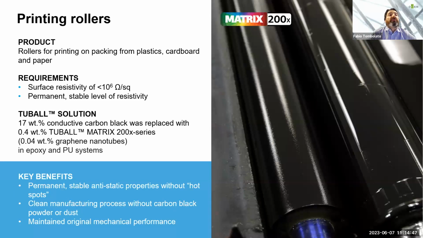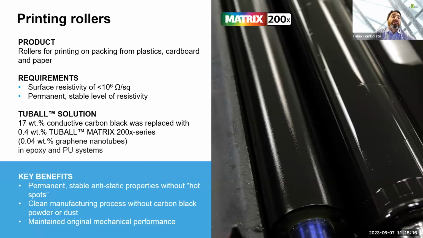Another application coming from the printing world, roller. This specific request was for a surface resistivity below 10 to the power of 6 ohm per square. And the target was achieved with only 0.4% of TUBALL matrix 200 series. 200 series is a specific series that we have developed, and they can be used for polyurethane, but they also can be used for epoxy system.